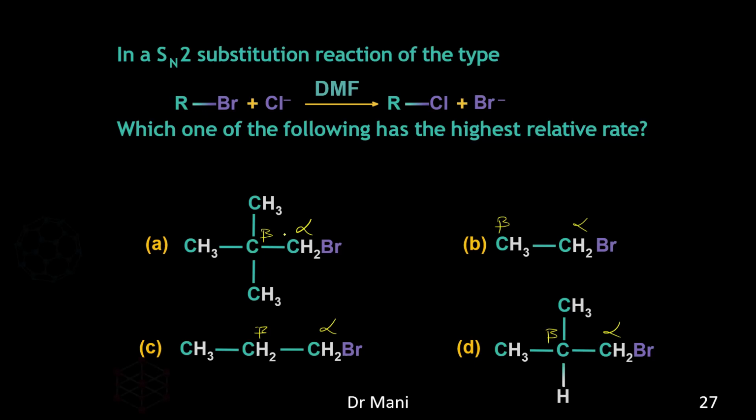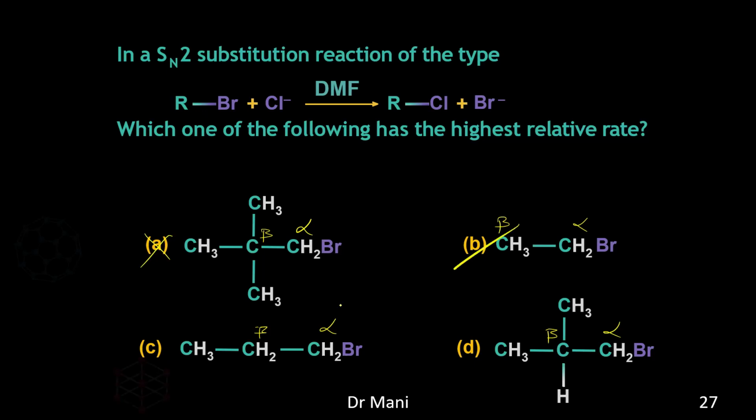So what about option A? You see here the beta carbon in this is quaternary. Yes or no? So will it have more hindrance effect or less? More. So this will not be my option. So what about this? Option B. Will it have SN2? This will be our option.